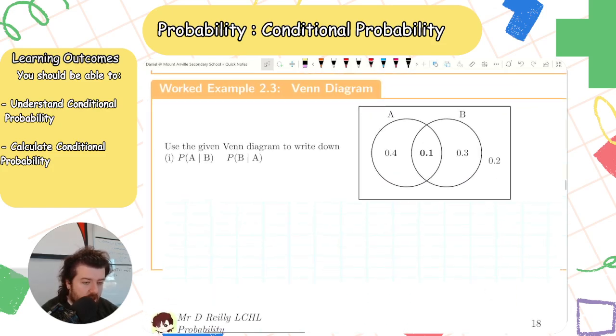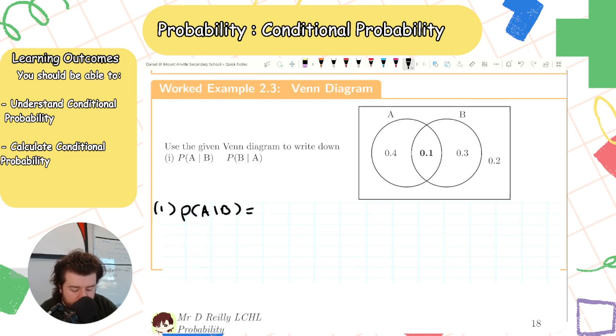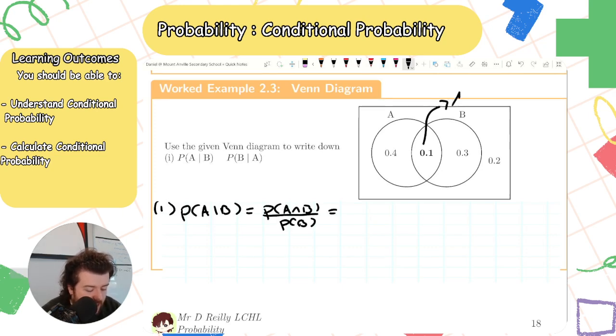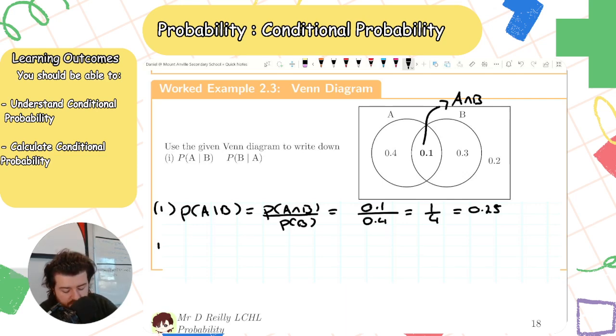And then let's look at the Venn diagram. Use the Venn diagram to write down the probability of A given B and the probability of B given A. For the first one, probability A given B is the probability that A and B happen over the probability B happens. Looking at my Venn diagram, A intersection B here is 0.1. Put that on top. For the probability of B, I need to add up the probabilities in here, which is 0.1 plus 0.3, which is 0.4. So the answer here would be a quarter, or 0.25. So the probability that event A happens given B happens is 0.25.